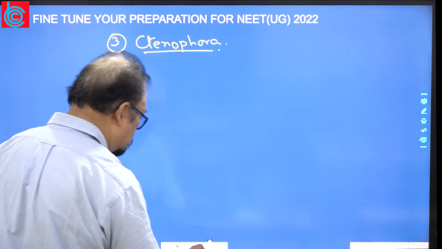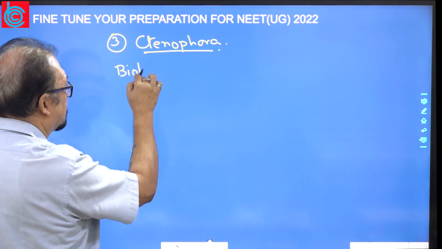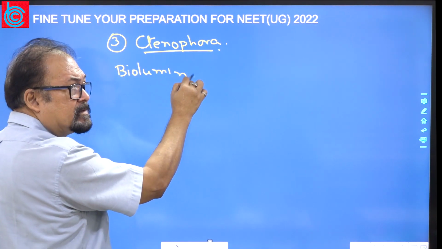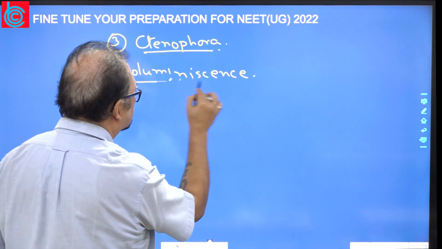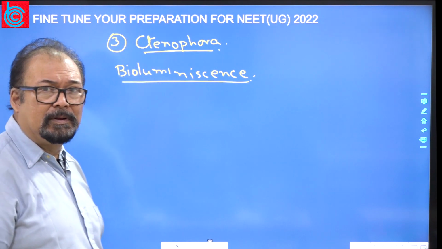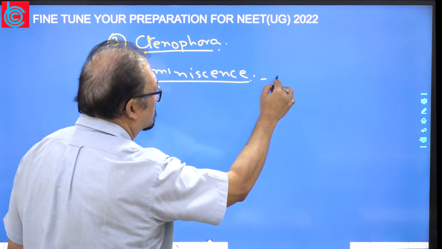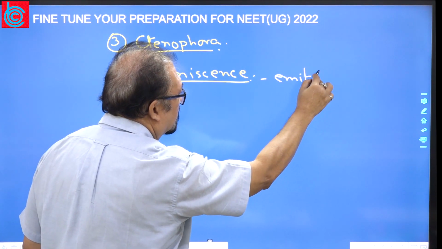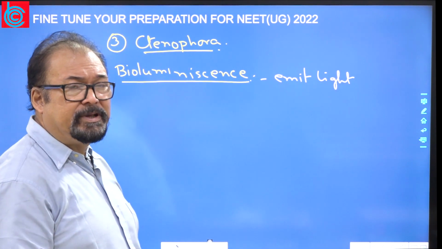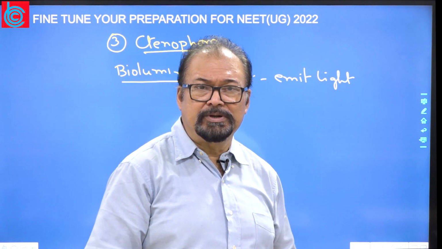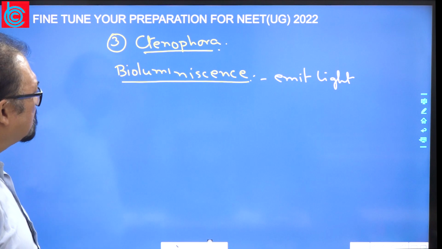Ctenophora, important character, bioluminescence. Meaning of the word bioluminescence, they emit light by using a protein. Which protein? That is a luciferin protein. So they can emit light. The character is the bioluminescence.